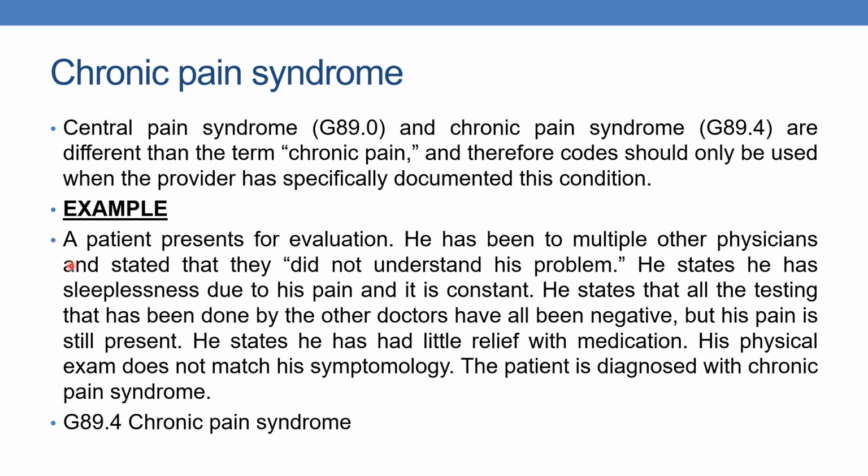Let us see an example. A patient presents for evaluation. He has been to multiple other physicians and stated that they did not understand his problem. He states that he has sleeplessness due to his pain and it is constant. He states that all the testing done by the other doctors has been negative, but his pain is still present. And he states that little relief with medication. His physical exam does not match his symptomology and the patient is diagnosed with chronic pain syndrome. So the appropriate code is G89.4, chronic pain syndrome.